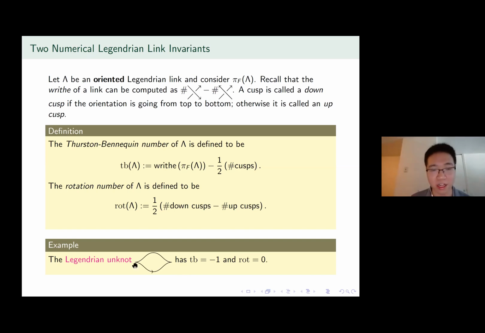Okay, so there are actually many Legendrian links that are topologically the same knot, and this one has the biggest Thurston-Bennequin number. So it's sometimes also referred to as the maximal TB unknot.